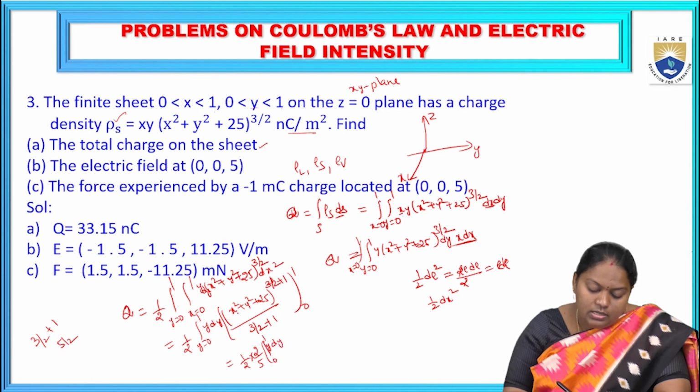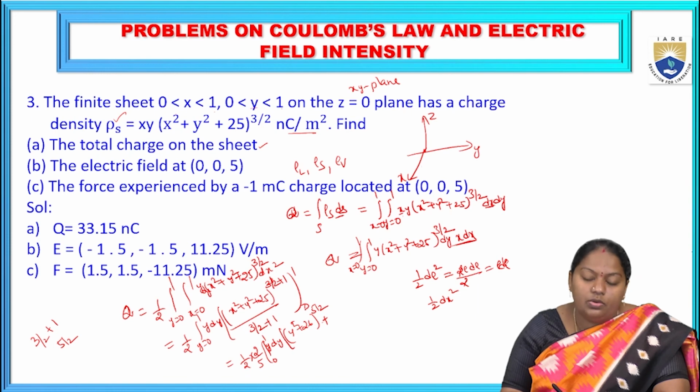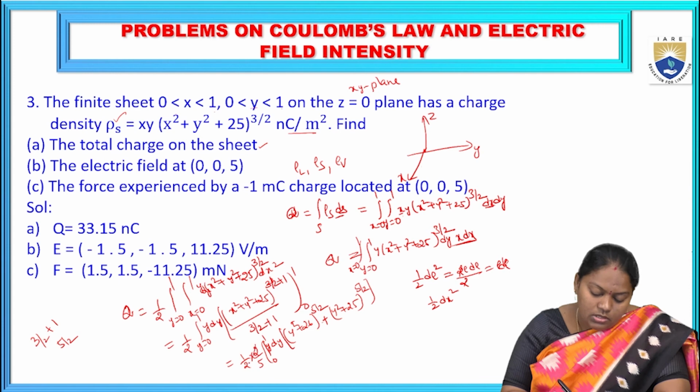Integral 0 to 1. Then if you substitute x square by 1 first, 1 plus 25, it becomes y square plus 26, right? Whole power 5 by 2. And again if you substitute the lower limit as 0 here, then y square plus 25 whole power 5 by 2 into y dy, right? So this 2 gets cancelled, 1 by 5 into, again, y dy. Y dy means how are you going to write? Again half into dy square, that is 1 by 2.